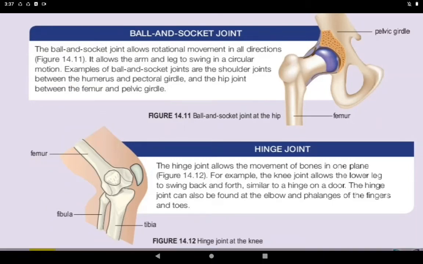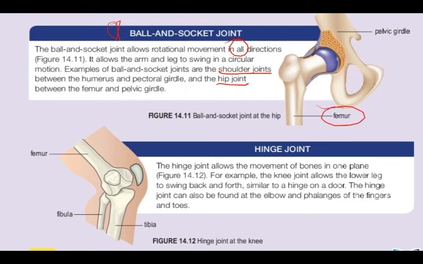So this one, the first one, ball and socket joint. The ball and socket joint allows rotation movement in all directions. It allows the arm and leg to swing in a circular motion. Examples of ball and socket joints are the shoulder joint between humerus and pectoral girdle, and the hip joint between femur and pelvic girdle. So this is femur, this is pelvic girdle.